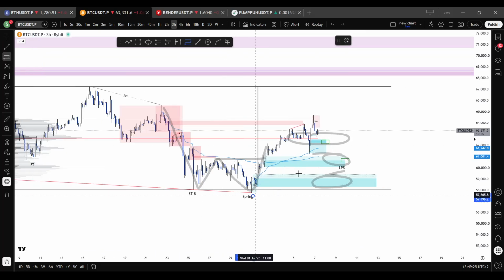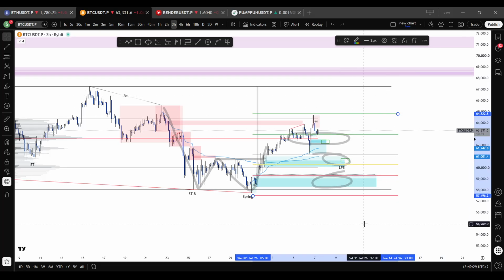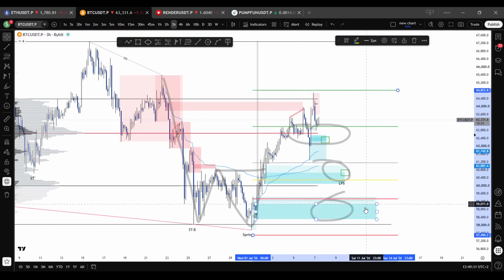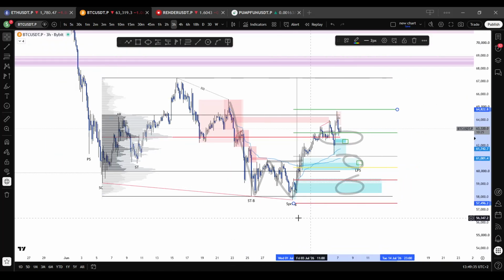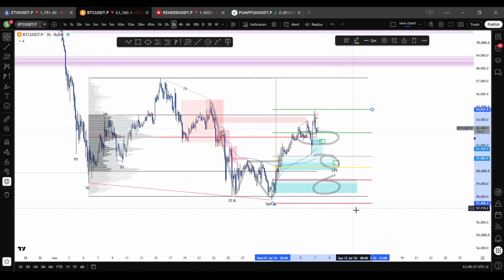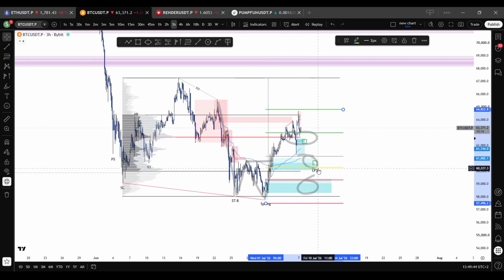For example, if we pull our Fibonacci level, you don't really want to come down to this point. If we come down here, I would actually expect price to even go lower than our spring. So what you want to see is more a bounce from this local demand or even from this. That's the two main POIs that I'm watching for now.